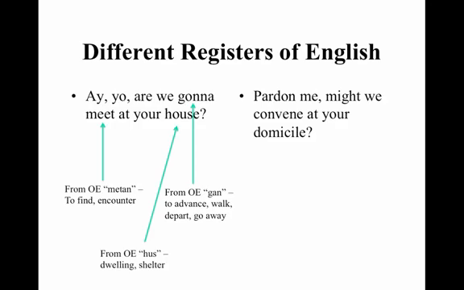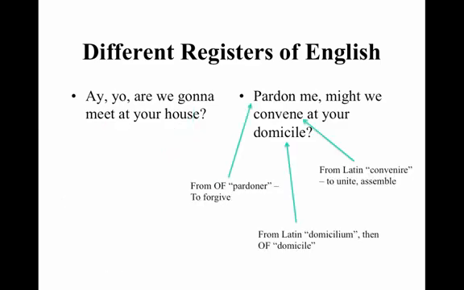In contrast, it sounds very snooty and fancy to say, pardon me, might we convene at your domicile? Let's look at where those words come from. Pardon comes from Old French, pardonner, which means to forgive, so that was a fancier level of English. The other two words here come from Latin. So convene comes from convenire, which is Latin for unite or assemble. And then domicile comes from Latin domicilium, which means home, and then also Old French domicile. So the words in the fancy register of English are related to Old French and to Latin, in contrast to the Anglo-Saxon words, which are related to German.